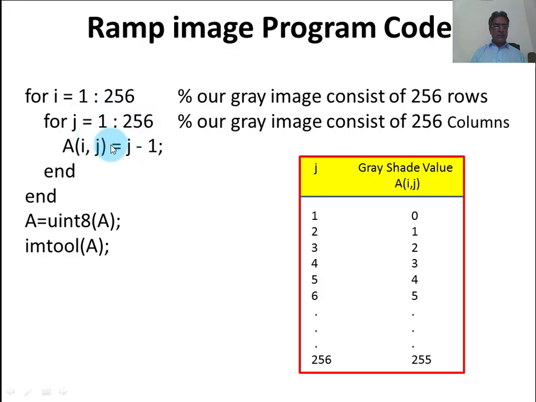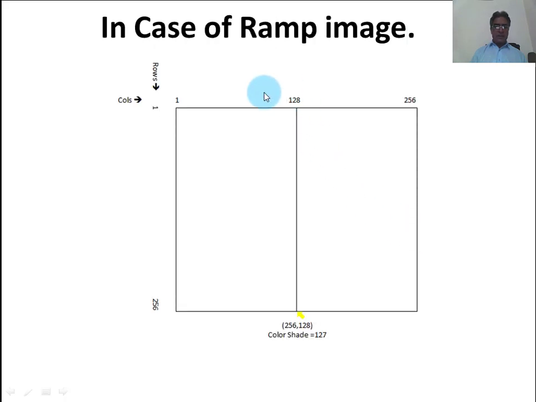It will run the body of the loop. 2 minus 1 becomes 1. Then when J is 2, the gray value becomes 1, and it will be stored here at the next position.